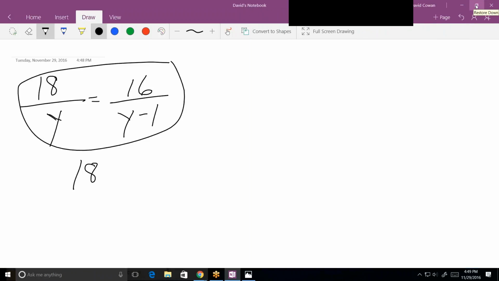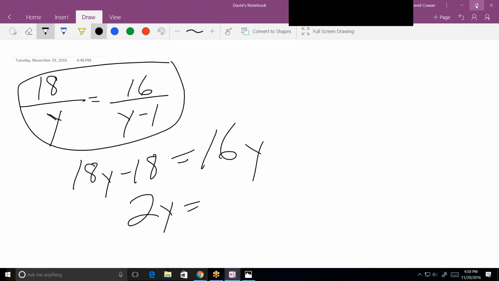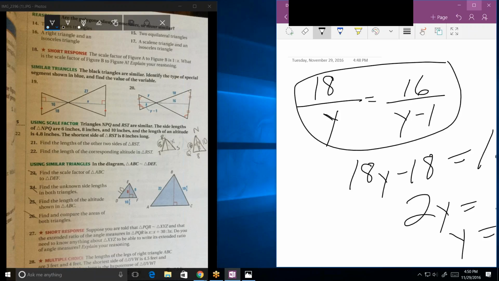18y minus 18 equals 16y. Subtract 16y. 2y minus 18 equals 0, but you can't do anything with that. You have to add 18. 2y equals 18, divided by 2. y equals 9. Okay. And you're right, that was a little trickier. But as long as there's only one variable, we can do it. Had they called this x instead of y minus 1, we could not have solved for anything.